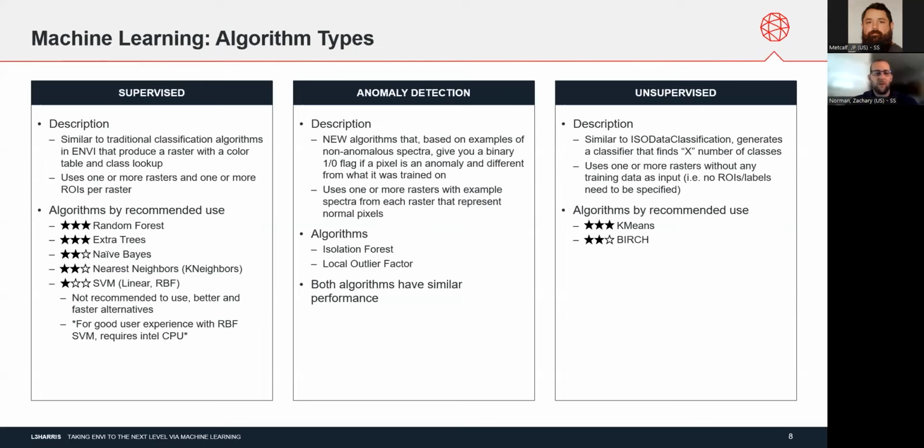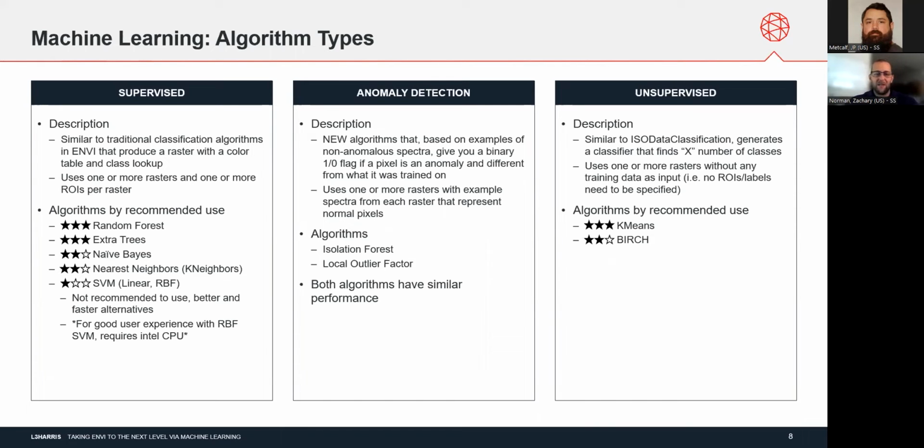So one of the things I want to make sure to call out here is you'll see that for the supervised and unsupervised algorithms, I put stars next to each algorithm. So this is kind of the Zach approved list, but feel free to use any of them, no matter how you want. So if you're using supervised classification, I really recommend using random forest or extra trees. Extra trees is very similar to random forest. It's a little bit extra random.